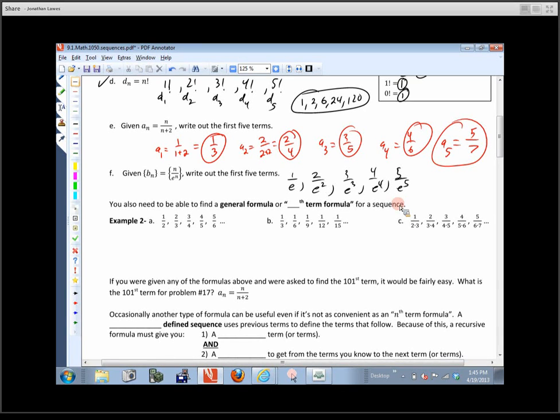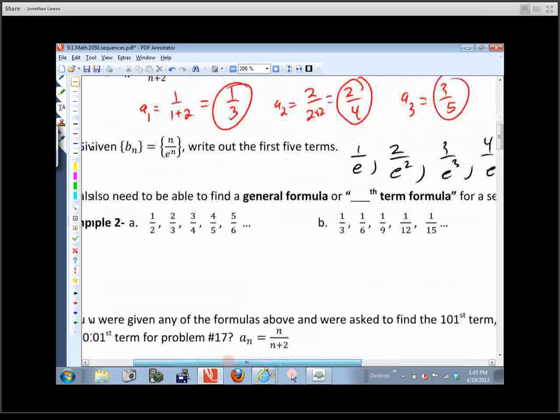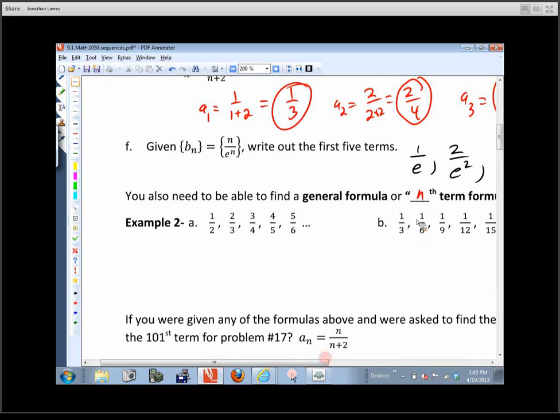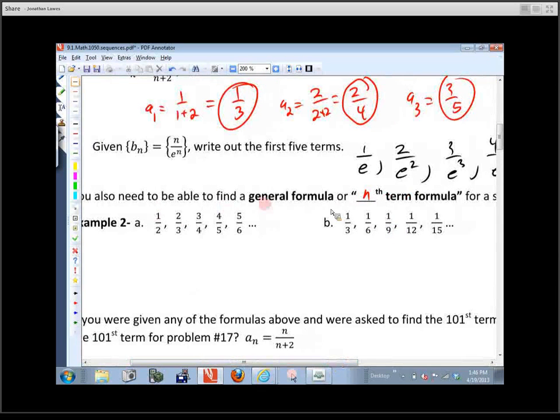What if we wanted to go backwards? What if we wanted to take a sequence and write a formula for it, write an nth term formula for it, a general formula for it? So let's take a look at this one right here. Okay. Again, let me make sure everybody caught that. This is called an nth term formula. Okay. So we could call it a general formula or an nth term formula.